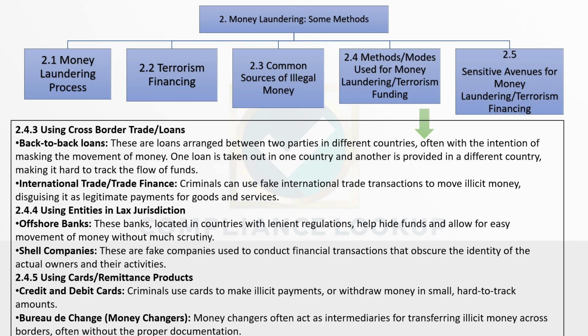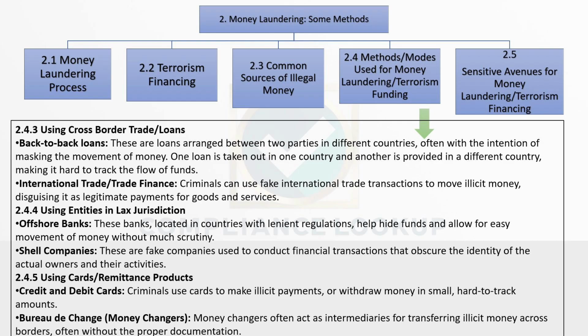Example, a drug cartel uses a bureau de change to convert large amounts of cash into foreign currency. The bureau de change does not ask for proper documentation, allowing the cartel to transfer the money abroad without drawing the attention of authorities. This technique allows criminals to avoid the more regulated banking system and move money anonymously across borders.